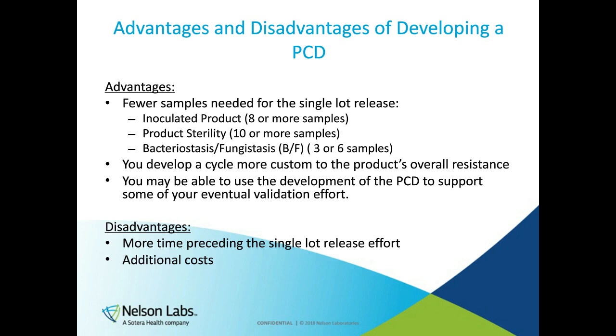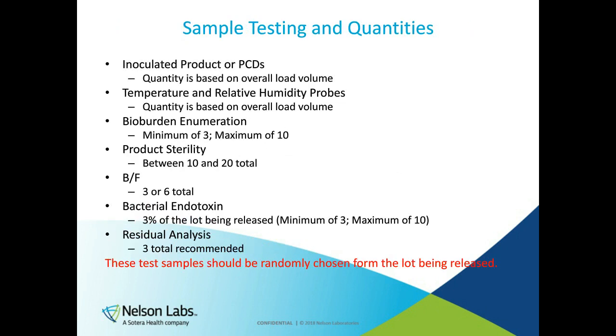So with having explained how a cycle is determined and how a product is used for monitoring the sterilization process, we'll now go into sample testing and quantities. As mentioned, inoculated product or PCDs are going to be used. That quantity is based on your overall product load volume. The temperature and relative humidity probes will also be used. Those quantities are based upon load volume as well.